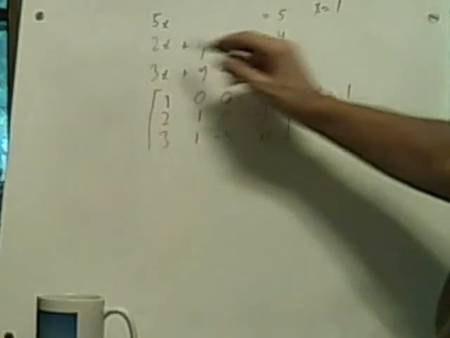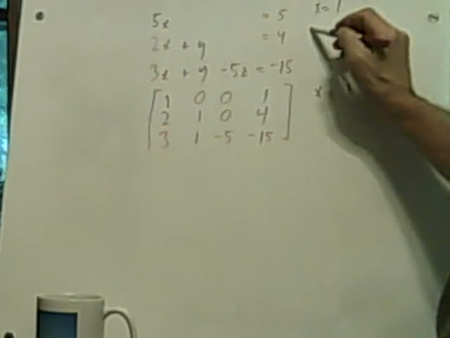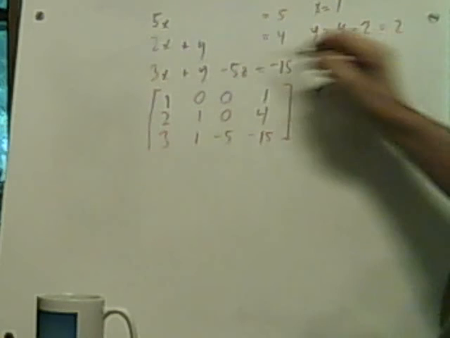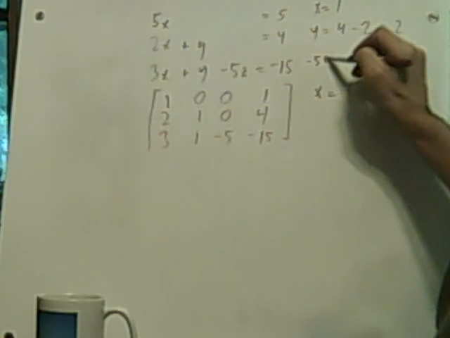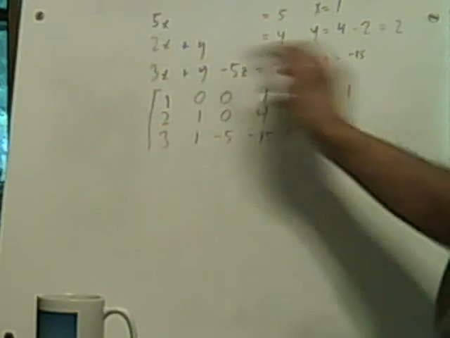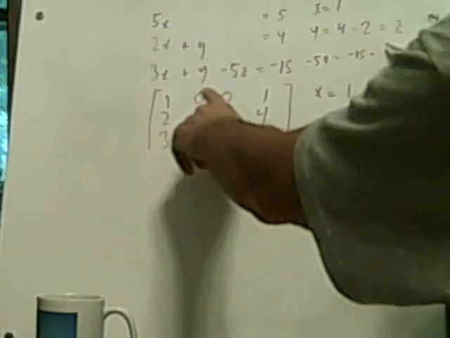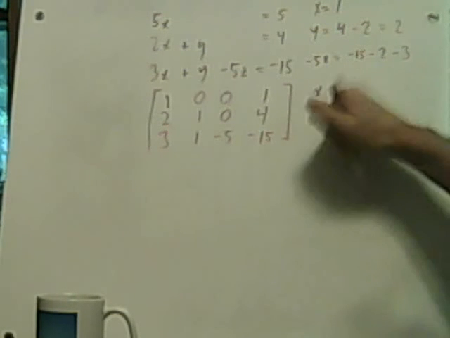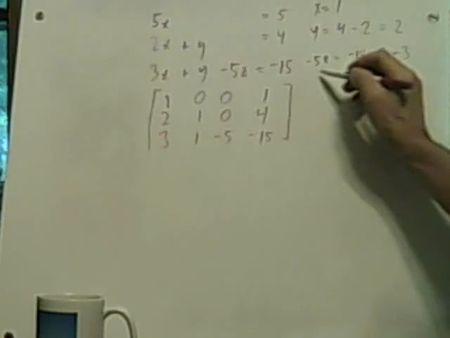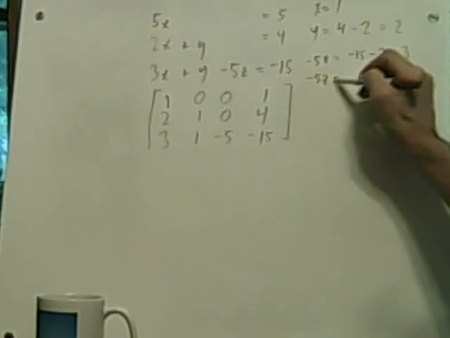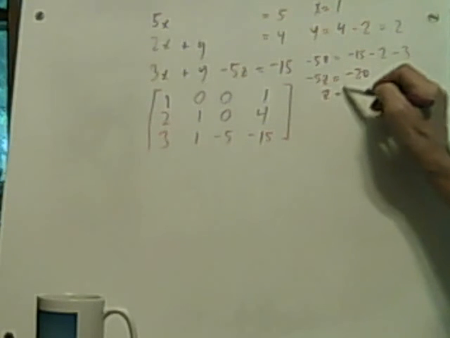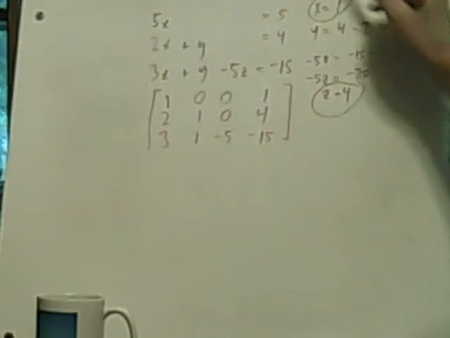Then the second equation simply says y is equal to 4 minus 2, which is equal to 2. And negative 5z is equal to negative 15 minus y, which is minus 2, minus 3x, which is minus 3, or negative 5z is equal to negative 20, or z is equal to 4. So x is equal to 1, y is equal to 2, and z is equal to 4.